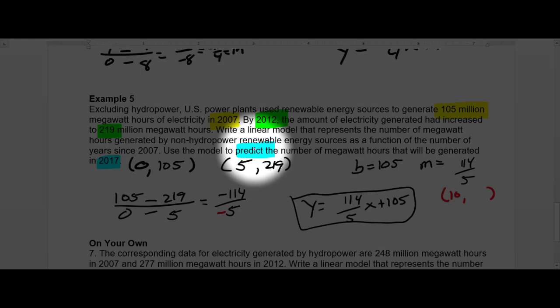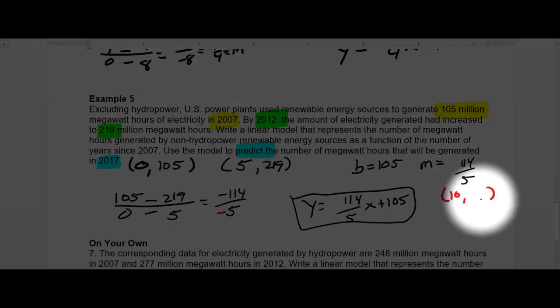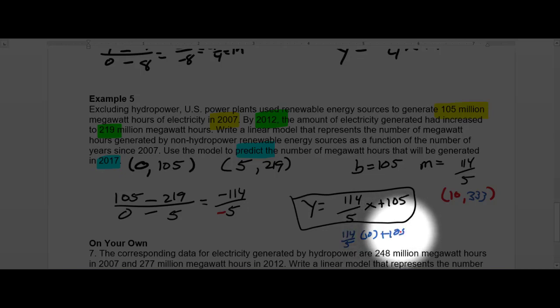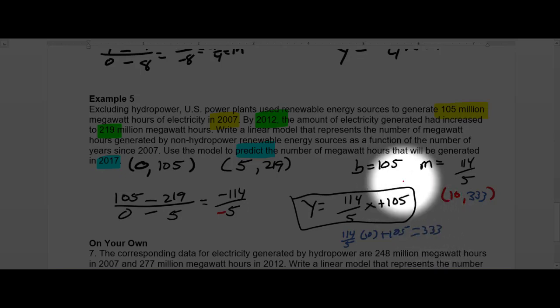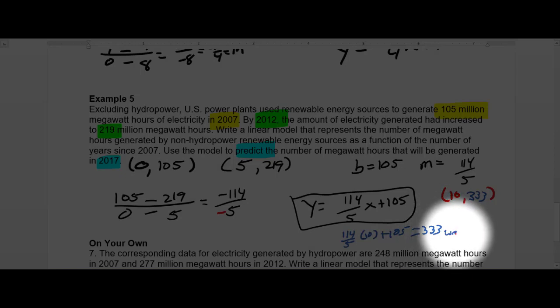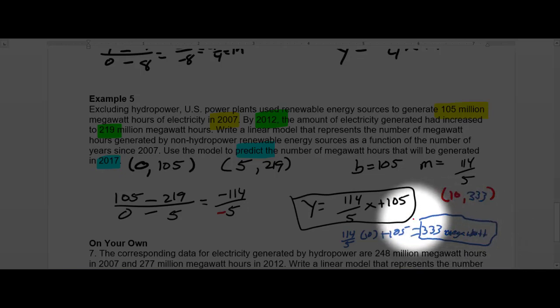So it's 333. So what I did here, that output was 333, is I need to figure out what's 114 over 5 times 10 plus 105. So I'm doing 10 years after, and my calculator gave me 333, and we're going to call that megawatts. So after 10 years, we have that many. Let's see if I can spell mega. I put a W. Megawatt. There we go. 333 megawatts.